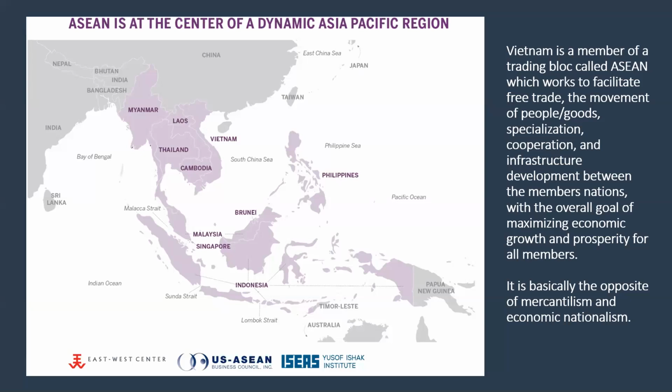But this is a map of who the ASEAN countries are. And one of our major things we were going to cover in Unit 9 was, what is a free trading organization? What are the supposed benefits of globalization that made the countries of Europe form the European Union, or made the countries of Southeast Asia form ASEAN?